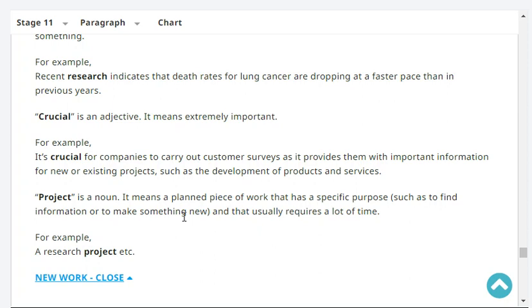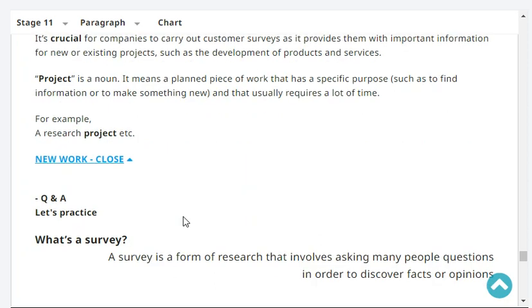The word project is a noun. It means a planned piece of work that has a specific purpose, such as to find information or to make something new, and that usually requires a lot of time. For example, a research project.